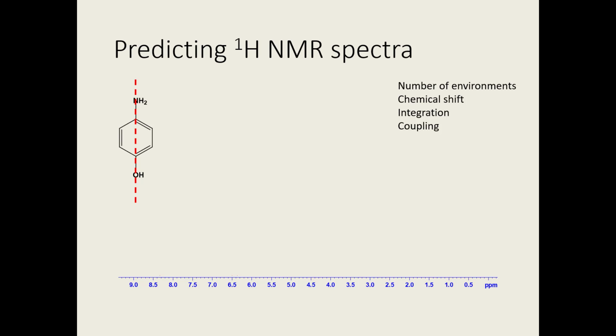The NH2 protons are one environment, the OH proton is another environment, and then there are two sets of aromatic proton environments. We have 4 different chemical environments of protons in this molecule. This means we need to draw 4 peaks in the proton NMR spectrum. The next question is where to put the peaks. For this, we need to use a correlation table.